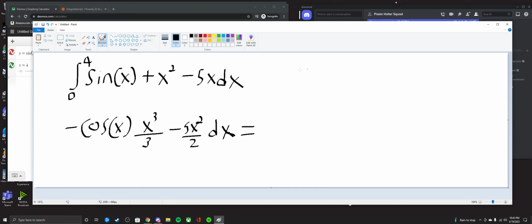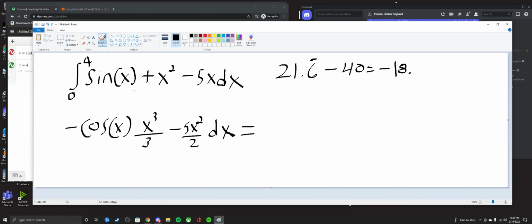21.6 repeating. So we'll have 21.6 repeating minus 5x squared over 2. Well, 4 squared is 16, 16 times 5 is 80, 80 over 2 is 40. 40. This gets you negative 18 point what? Like 3.